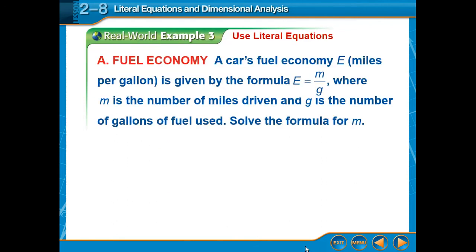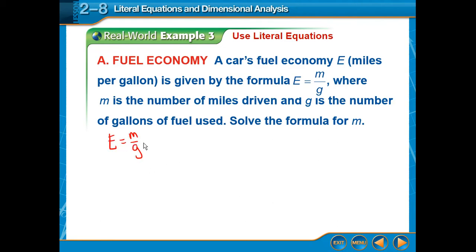Example 3 uses the same concepts except we're in a word problem now. A car's fuel economy, E, which is measured in miles per gallon, is given by the formula E equals m over g, where m is the number of miles driven and g is the number of gallons of fuel used. And we want to solve for m.